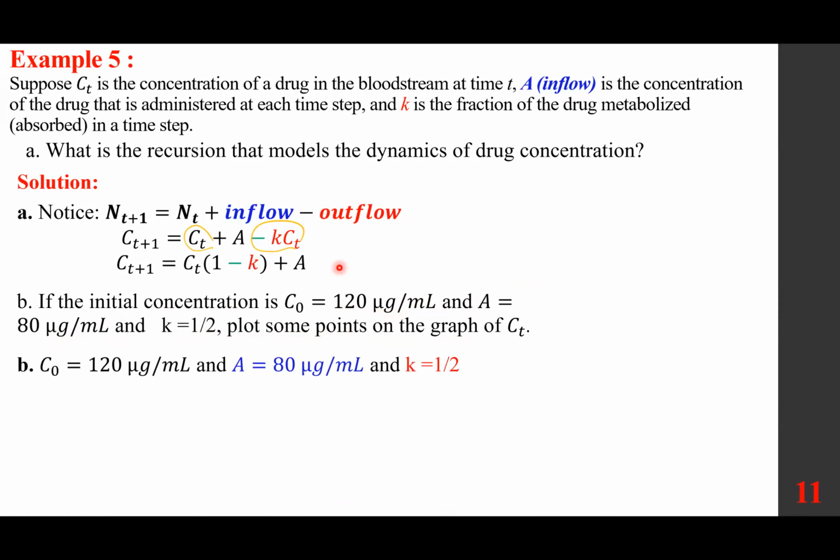So into this formula, we're going to replace the K with 1/2 and A with 80. That's why whenever you do word problems, writing the given is important. Okay, everybody. And I hope you realize 1 minus 1/2 is 1/2. So half of C sub t plus 80.